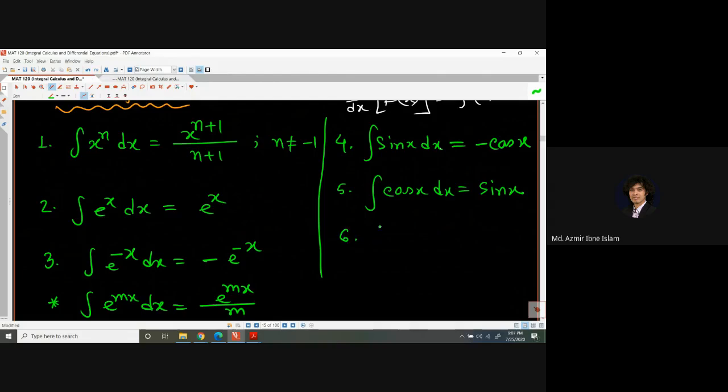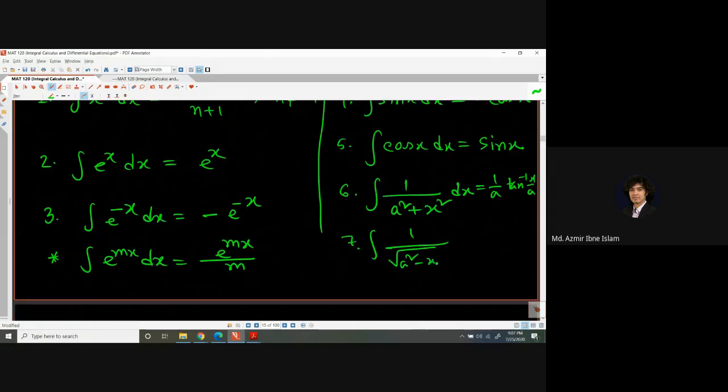Integration of 1 over a squared plus x squared dx, we can write it is 1 over a tan inverse of x by a. Integration of 1 over square root of a squared minus x squared dx is equal to sine inverse of x over a.